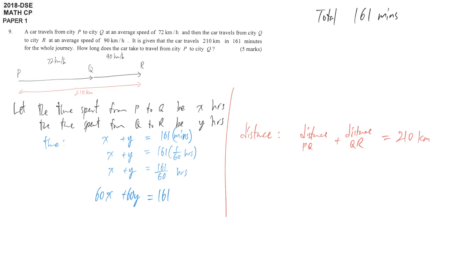In primary school, we know that the distance traveled is equal to the speed times how long we spend. So 72 km per 1 hour. If we use 2 hours, then that means 72 km times 2 will be the distance traveled. So in this logic, if we travel for x hours with this speed, then this distance will equal 72 km per hour times x hours. For a similar reason, the distance between Q and R will be 90 times y.